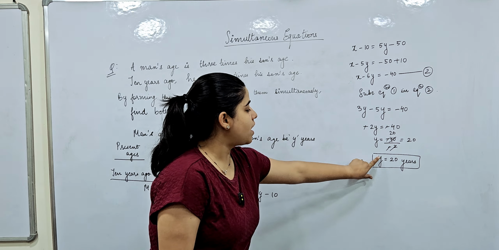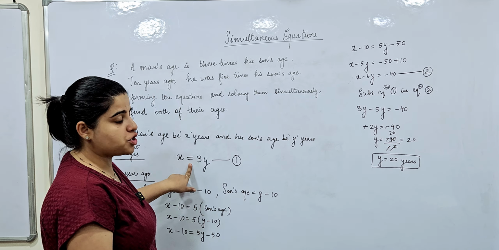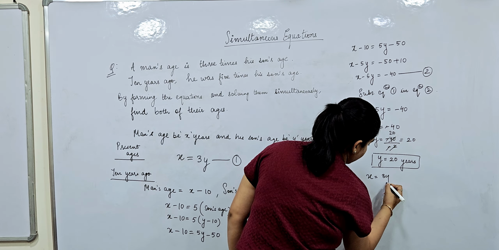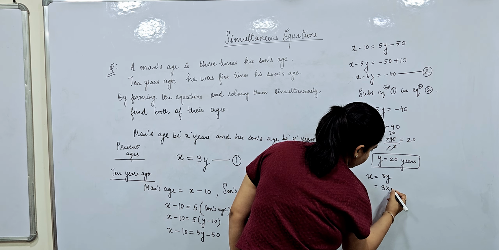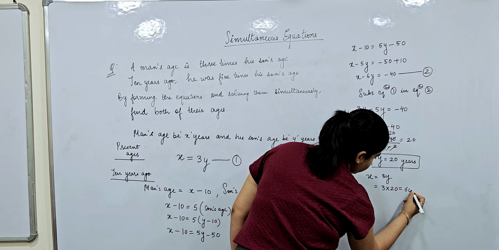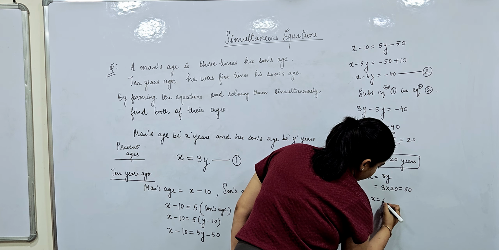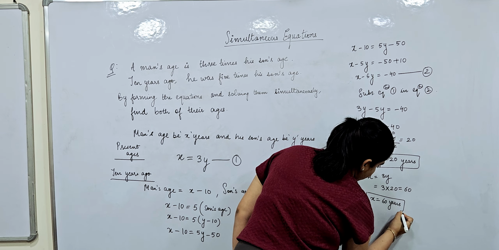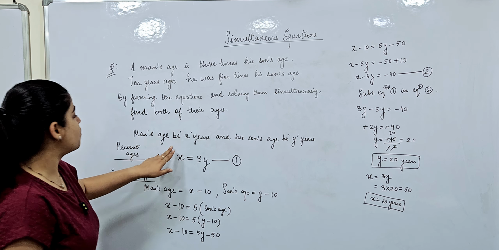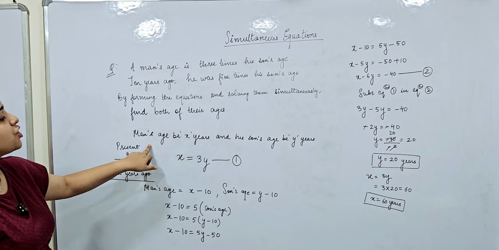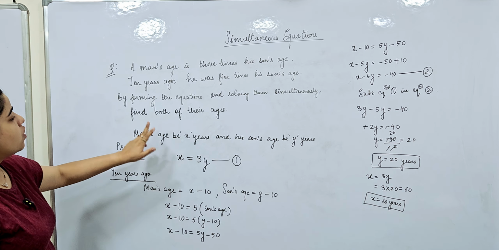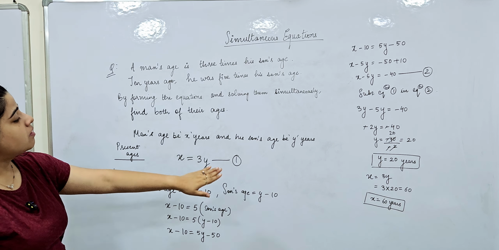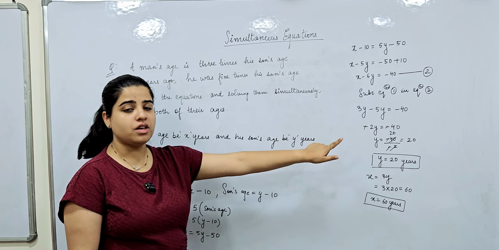Now we'll substitute the value of y equals 20 in equation number 1. So you'll get the value of x is equals to 3y. So x equals 3 into 20, which is 60. So x equals 60 years. Now what was the variable that we used for the man's age? It was x years. So we have to find both of their ages. So the man's age is 60 years and his son's age will be 20 years.